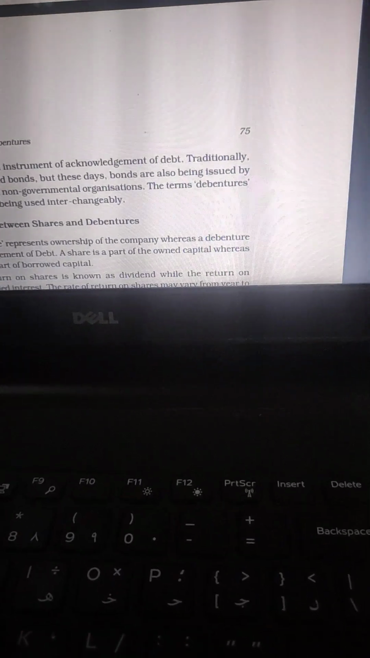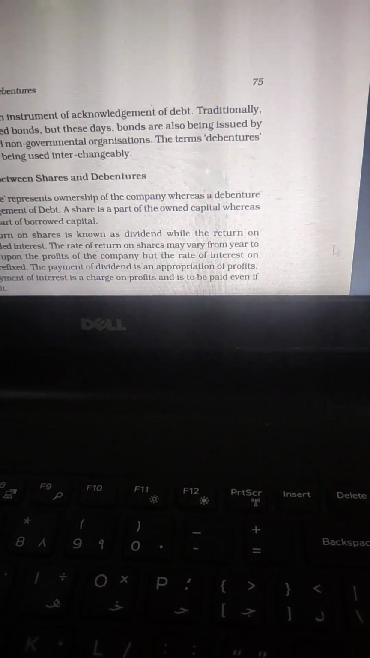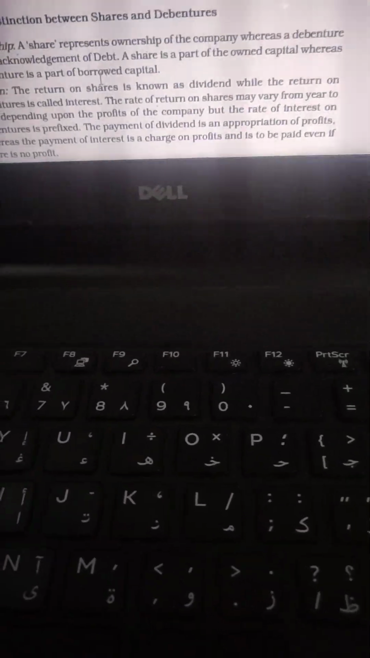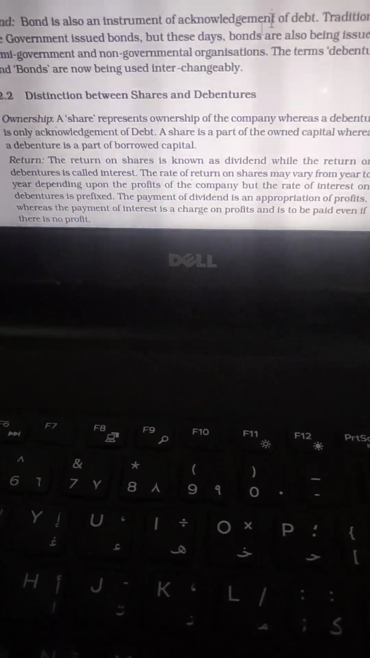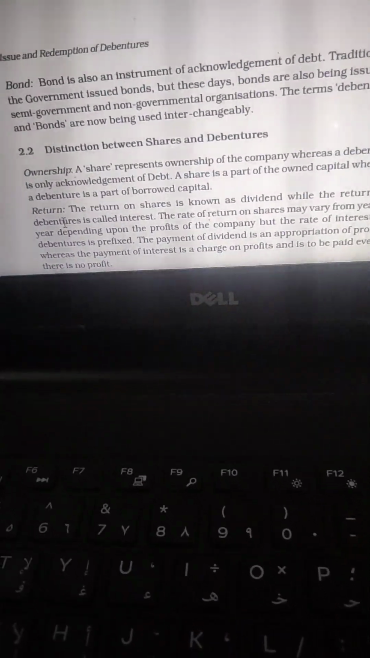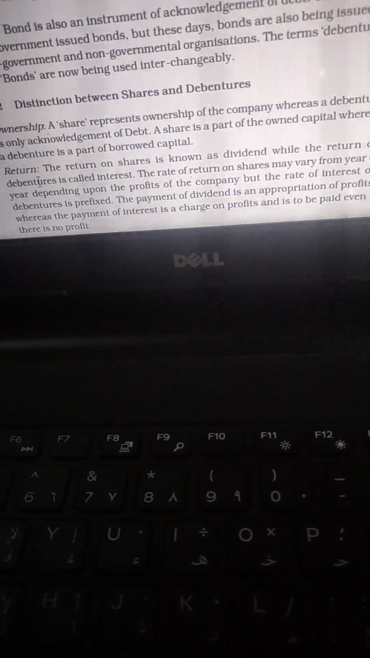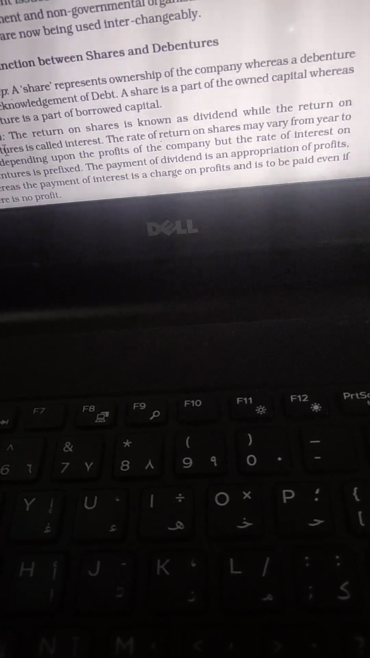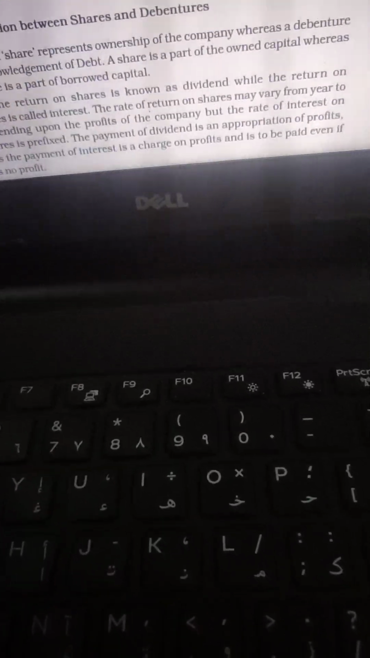Then we move on to the next topic, that is bond. Bond is also an instrument of acknowledgement of a debt. It is also the amount of debt that is given to a company. Traditionally, the government issues bonds. Issuing bonds means that the company or organization approaches the public or any institutions saying that they want debt. That is issuing bonds or issuing debts.